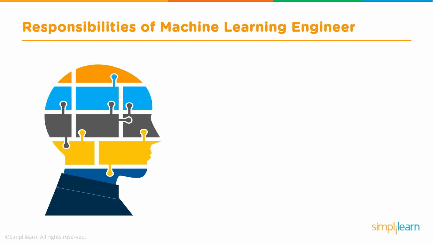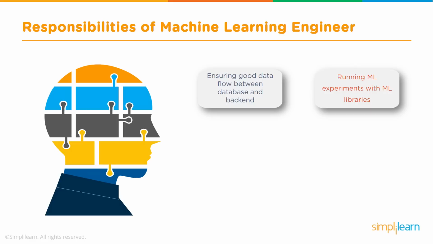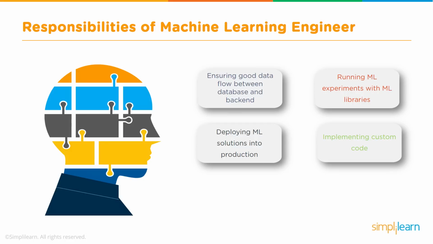Now, what are the responsibilities of a good machine learning engineer? Data engineering, that is to ensure a good data flow between database and backend systems, using programming languages to run machine learning experiments with machine learning libraries, to deploy machine learning solutions into production, implementing custom machine learning code, and performing feature engineering, which is nothing but performing an analysis over the data, pre-processing, and several other processes.